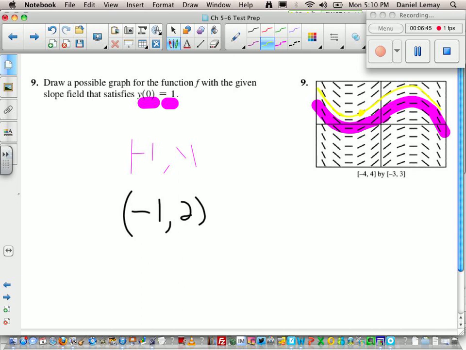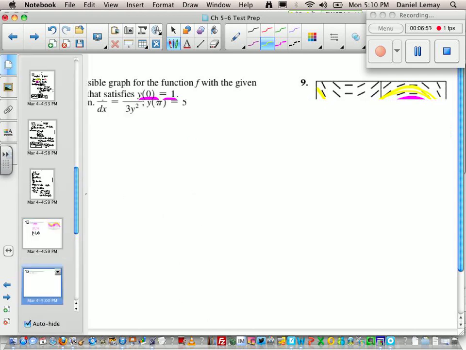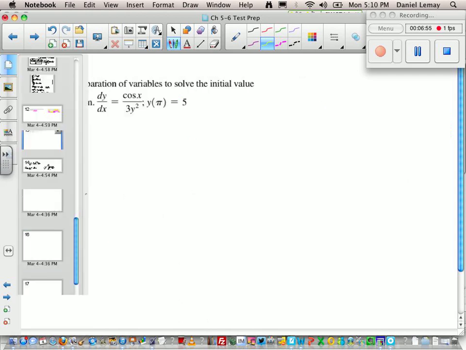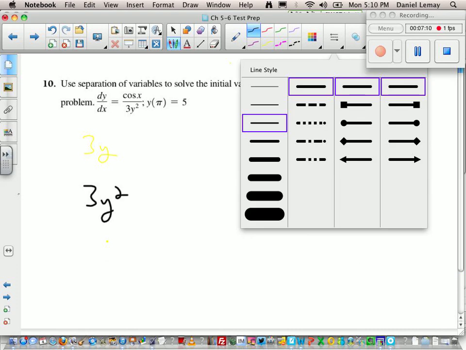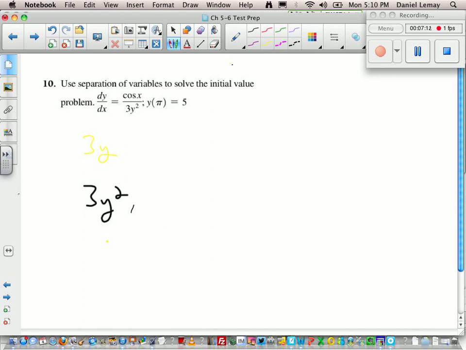Okay, if this had been through a different point, if this had been through the point -1, 2. Well, then it would have looked something like this. -1, 2 is about more or less there, so then it would be following that path. Okay, and that's how you graph a solution into a slope field. Okay, it's that easy.